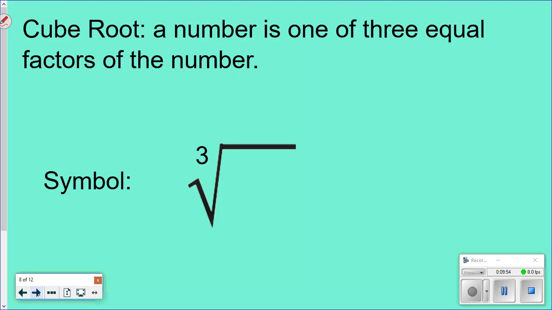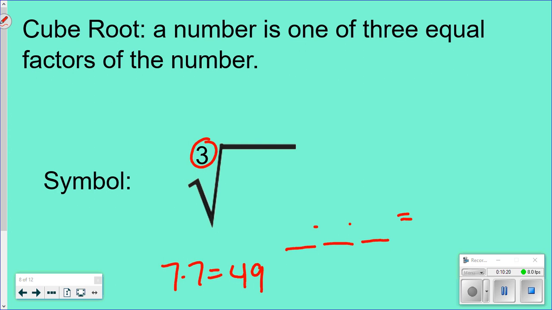Right, so the next thing we need to talk about is cube roots. Cube root is when you take 3 of the same number times each other. So square root is when you take 2, like when we had 7 times 7 is 49. This time we're going to take 3 numbers times each other, and that would be called a cube root. So it's one of the 3 factors of the number. The symbol is close to the same. It has the radical. The only difference is it has a little 3 up on top.